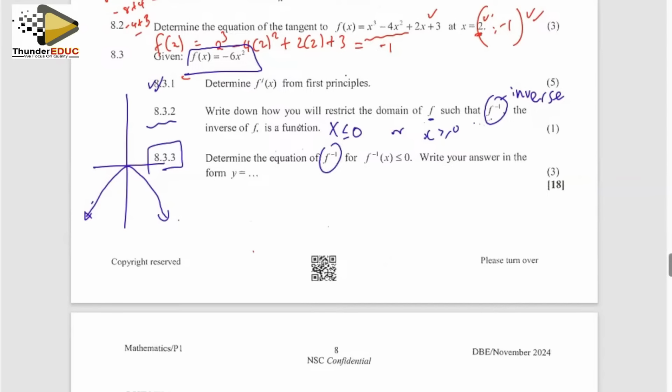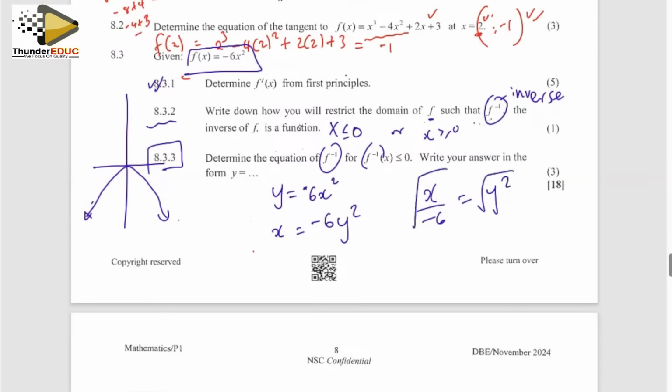Okay, for which the inverse is less than or equal to 0, we must write the answer in that format. So we know that initially f of x is negative 6x squared. So switch them around. So that's going to be x is equal to negative 6y squared. Divide both sides by negative 6. So x over negative 6 is equal to y squared.